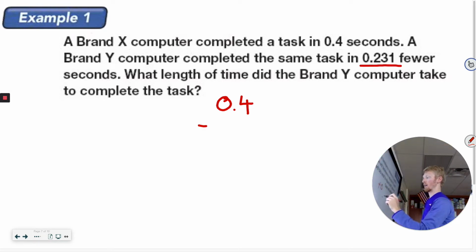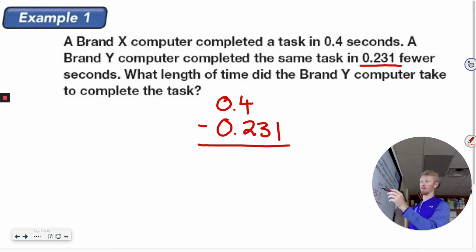So then I subtract 0.231. Now you can see I have 2 empty spaces along here. So what I'm going to do with those spaces is I'm just going to add zeros there because we know that it doesn't affect the value. And then I just do my normal subtraction problem. Go ahead and try it.